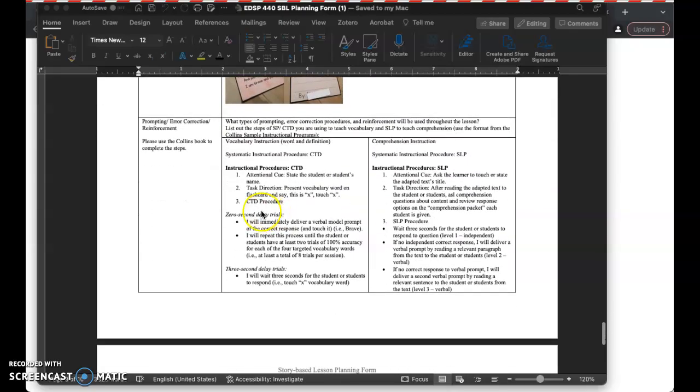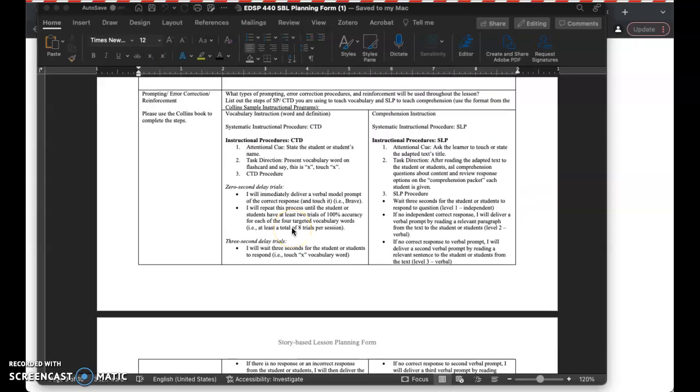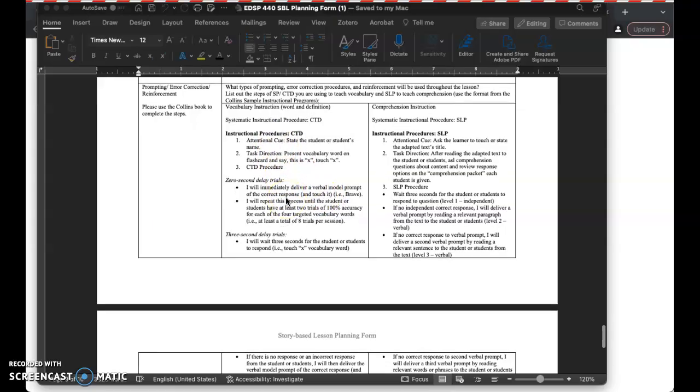This is where we're talking about systematic instruction. I have 1 minute on this, so I'm going to talk fast and post another video. You need to explicitly lay out the procedures of constant time delay if you are using constant time delay, simultaneous prompting if you're using that, and over here on the right, system of least prompts. And you can find these in your Collins text. That's the colorful one, okay?